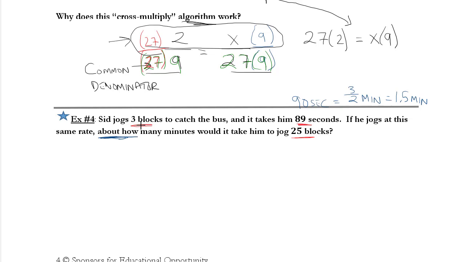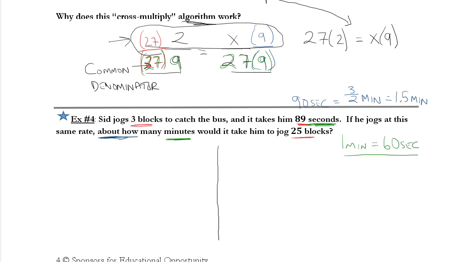So here we're being given his rate in blocks per second. And we're being asked to calculate his rate in blocks per minute. So at some point in this solution, we're going to have to take into account seconds and minutes. And we know, of course, that in 1 minute, there are 60 seconds. So I'm just going to write that over here.